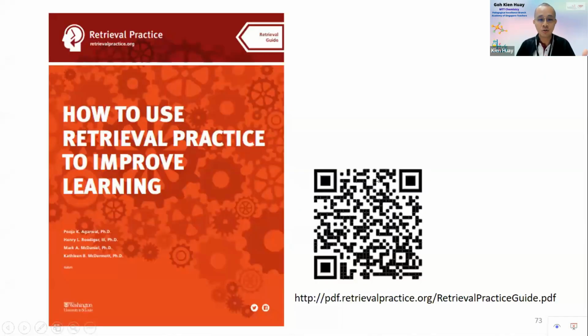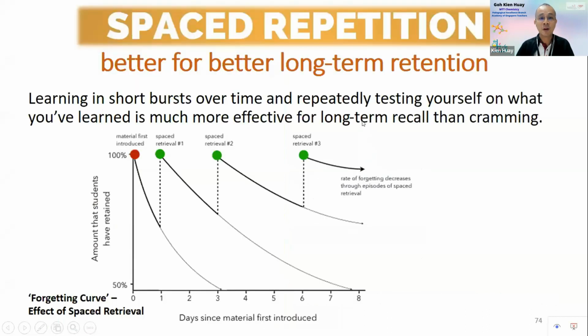Another source that I would like to recommend is this particular book that talks quite a fair bit about retrieval practice. It has a step-by-step guide on how you can consider using retrieval practice to improve learning for your student. But please don't download it and share it with your student as a text to read. It is for you to consider how you can put retrieval practice as part of your day-to-day teaching and learning routine.